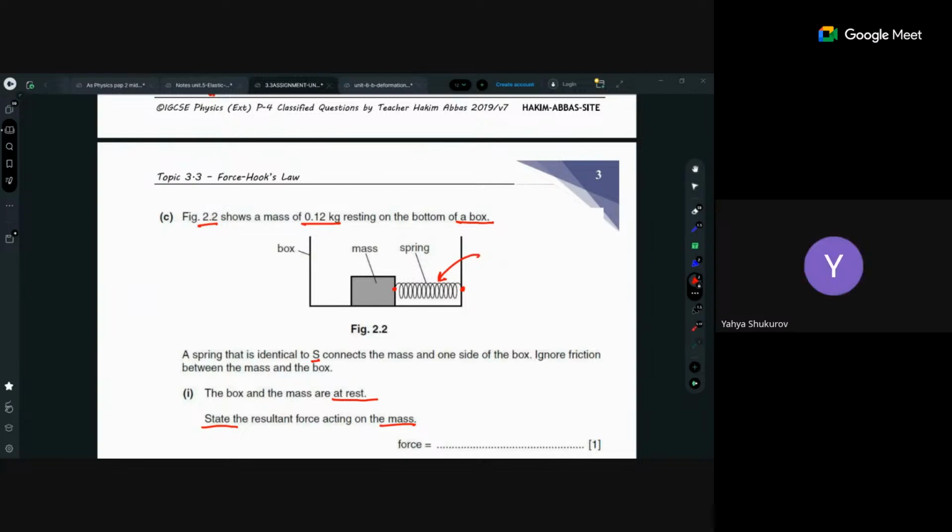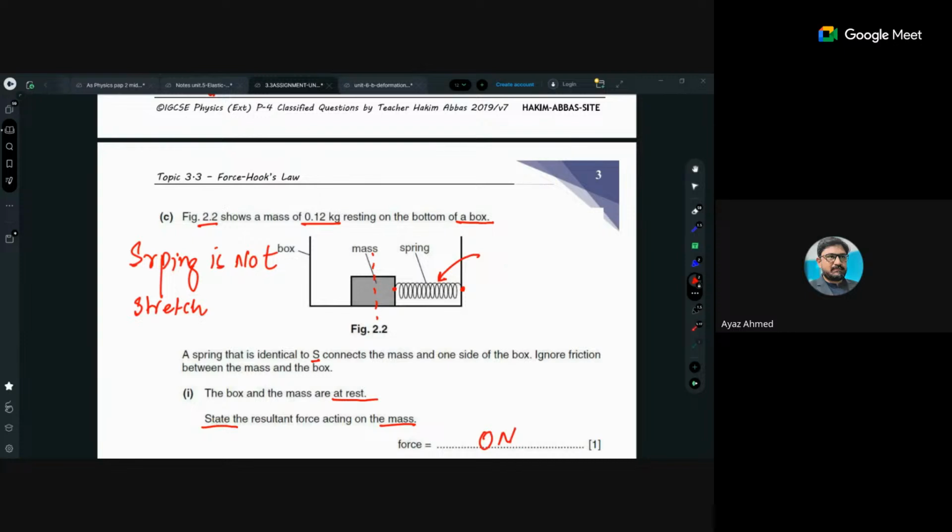Yes, come on, any one of you. Sir, if it is at rest, then maybe there's going to be nothing. Yes, it is in equilibrium. It is an unstretched spring. The spring is not stretched. So when you are not going to stretch the spring, do you think there will be any force? No, sir. So this force is 0 Newton. Got it? Yes, sir. This was the trick in that question.